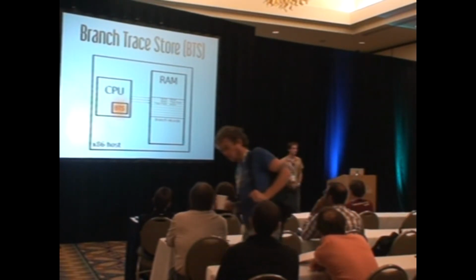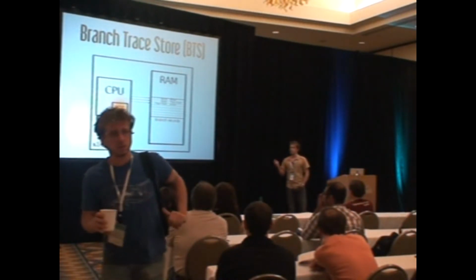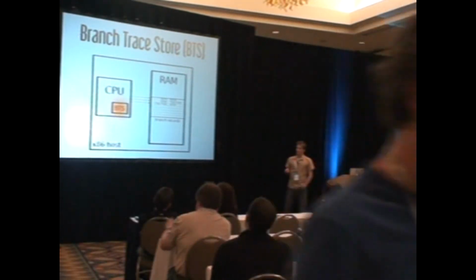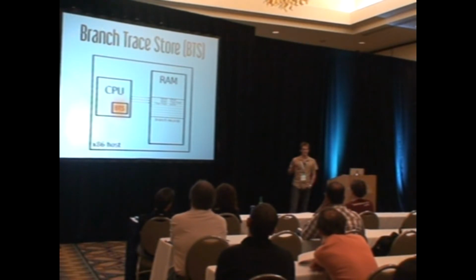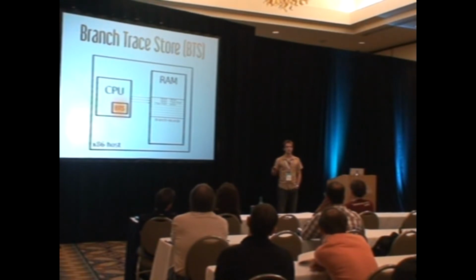So once you have configured BTS, every branch is stored. Every branch is stored as a 24-byte record, and there is no compression, so it's a bit heavy. If you have, for example, a program that is doing 1 million branches per second, I let you do the math, but it's a lot of data.